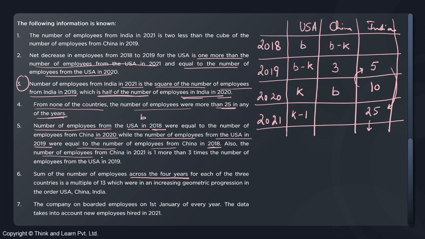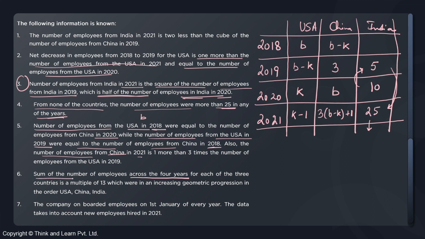Also, the number of employees from China in 2021, that is this figure, is one more than 3 times the number of employees for USA in 2019, that is B minus K. It is one more than thrice of B minus K. So it is 3 times of B minus K plus 1.